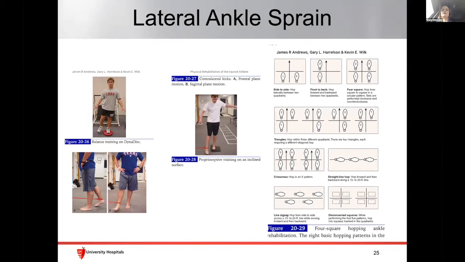And then to the right is a picture of a hop and jump sequence that you can do to see how they're doing with their lateral movements, up and down, side to side.